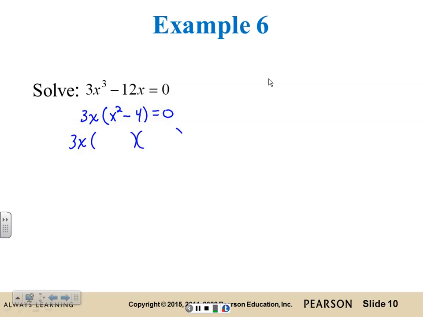So for the difference of two squares, open up two sets of parentheses, put a plus in one and minus in the other. Square root of x squared is x and x. Square root of 4 is 2 and 2. Now remember, at the very beginning of this, it said to take each factor that has a variable and set it equal to 0. Well, in this particular problem, we have 3 factors, and all 3 factors have a variable. So I need to take all 3 of these and set them equal to 0.